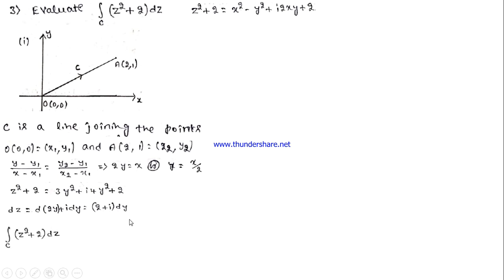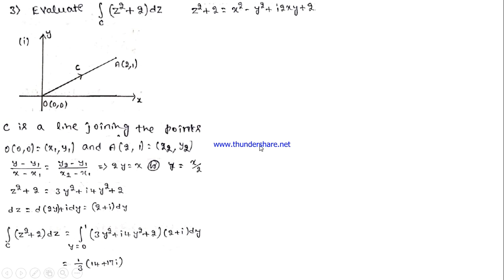Substitute everything back in the integral. That is (3y square plus i 4y square plus 2) times (2 plus i) dy, where I have expressed everything in terms of y. Take the variation of y, where y varies from 0 to 1. Substitute in it and evaluate this integral. Your answer is 1 by 3 times (14 plus 7i). If you want to check this, instead of substituting for x, you substitute for y, and in that case everything will be expressed in terms of x, and the variation of x is from 0 to 2.